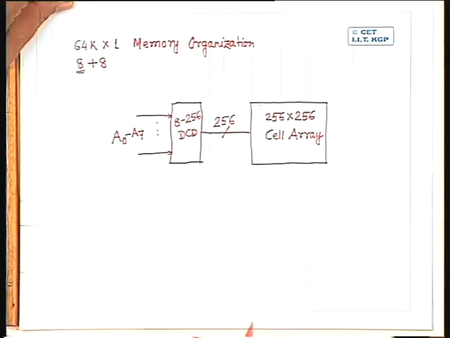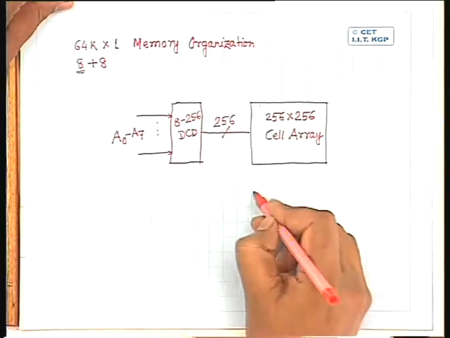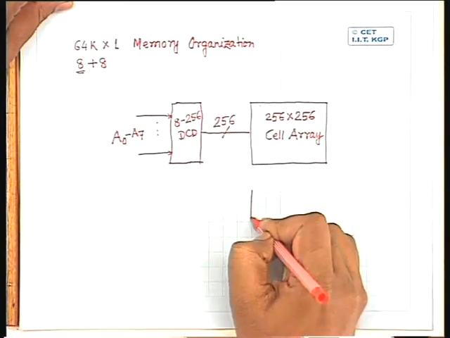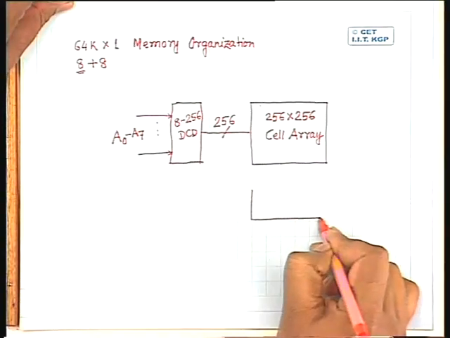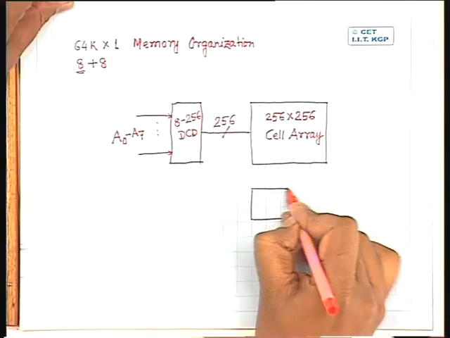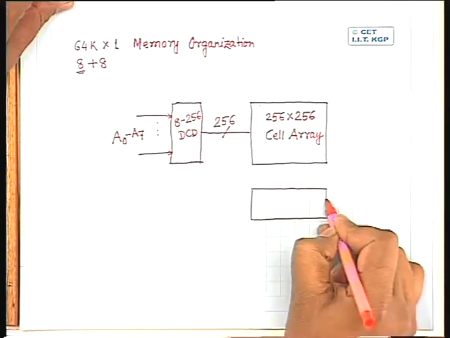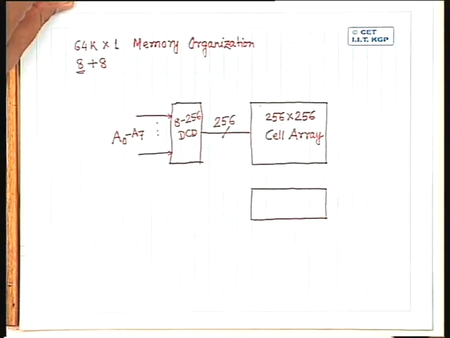Next, out of those 256 cells, I have to select a particular cell for reading or writing operation, and which cell I have to select will be dictated by the column address. That is again another 8 bits. So the arrangement in this case, instead of simply a decoder, is that I can have a multiplexer demultiplexer combination.